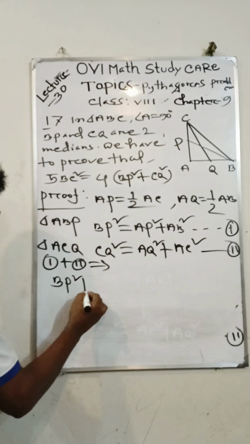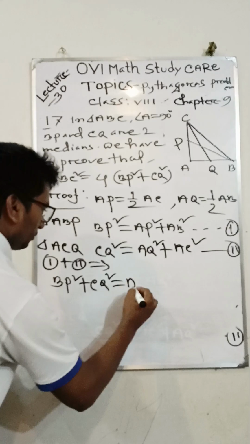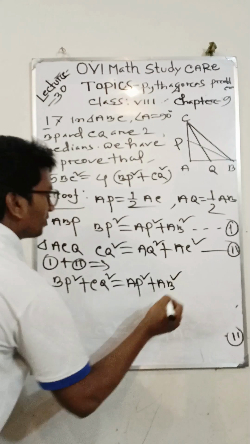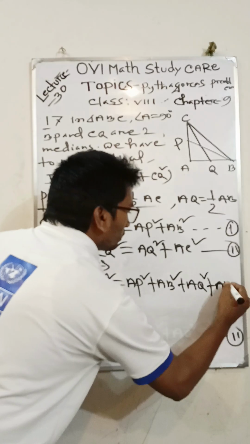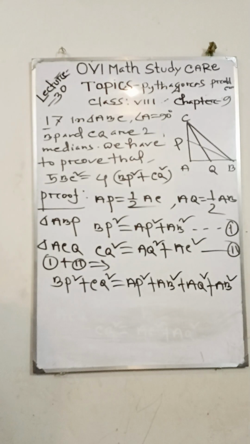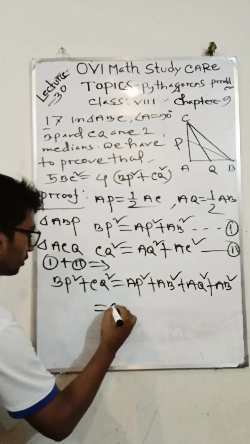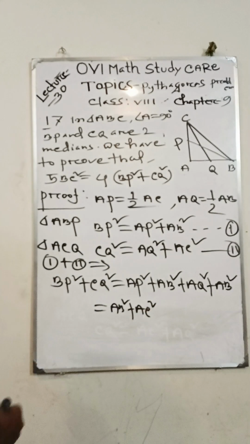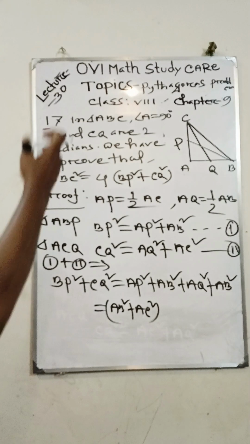BP square plus CQ square equals AP square plus AB square plus AQ square plus AC square. Now dear students, here AB square plus AC square, it will be BC square in the triangle ABC.